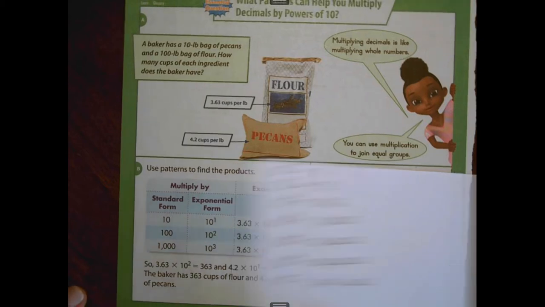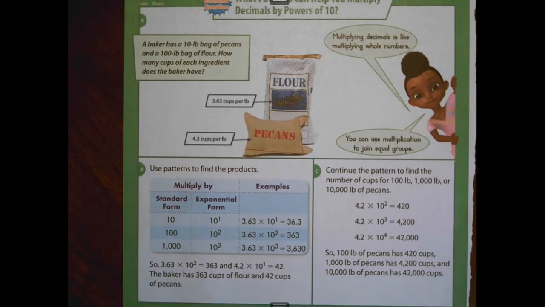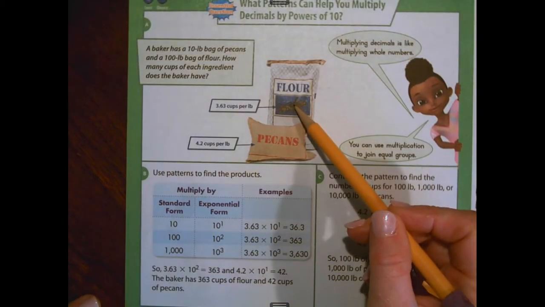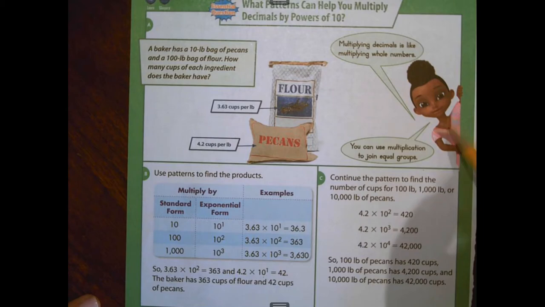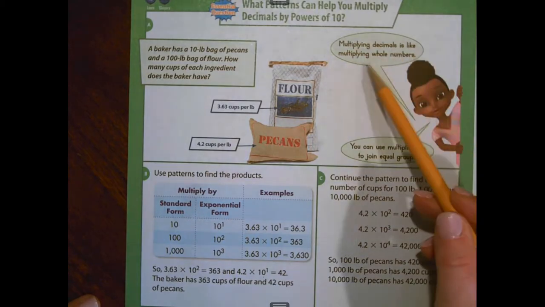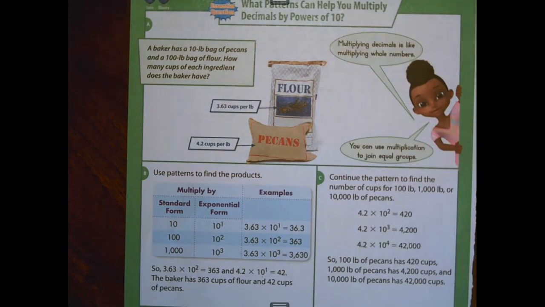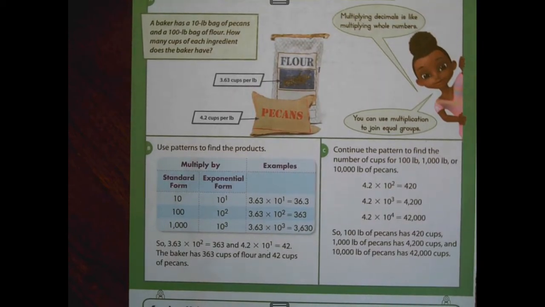All right, so we have a situation with a baker who has a 10-pound bag of pecans and a 100-pound bag of flour. How many cups of each ingredient does the baker have? So we're looking here at the flour, 3 63/100 cups per pound, and the pecans, 4 2/10 cups per pound. Our 5th grade helper is thinking that multiplying decimals is like multiplying whole numbers. You can use multiplication to join equal groups. So the visual learning takes us through using patterns to find the products.